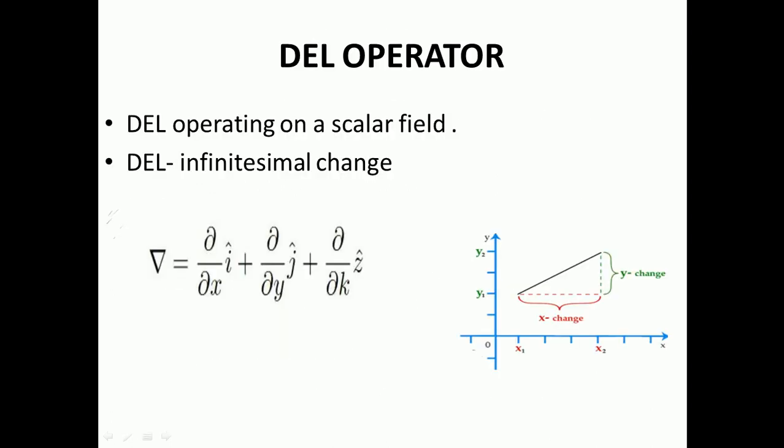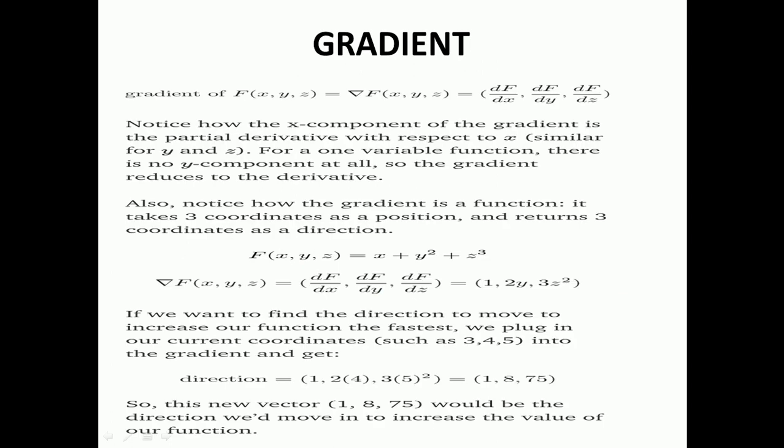As spoken in the previous slide, del operating on a scalar field is called gradient. So the gradient of any function f of x comma y comma z, del f, is df by dx comma df by dy comma df by dz. Now we can choose a function, for example f of x, y, z equal to x plus y square plus z cube. As the definition of gradient is very clear, I differentiate the first term x with respect to x, so it is 1. The second term y square with respect to y gives 2y. And the third term z cube with respect to z gives 3z square.